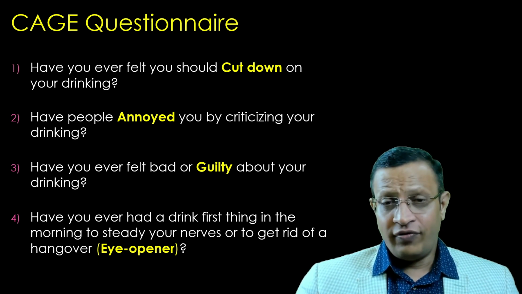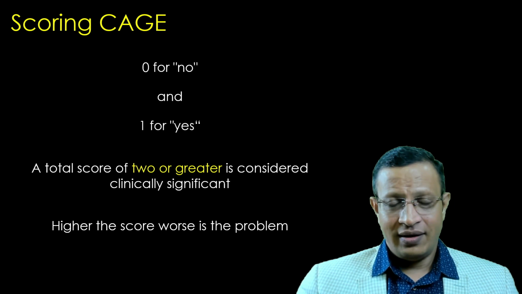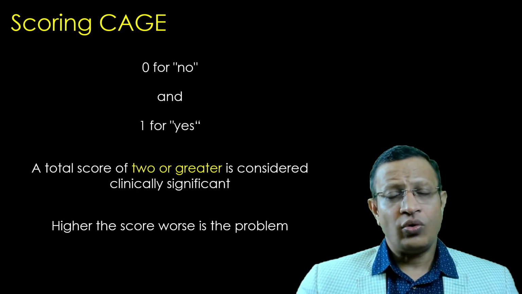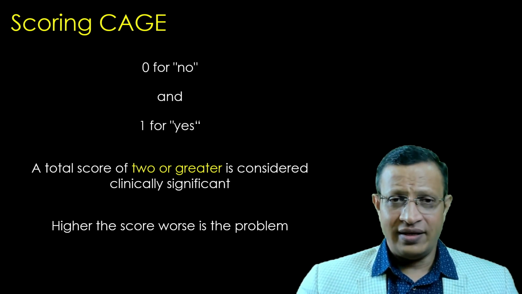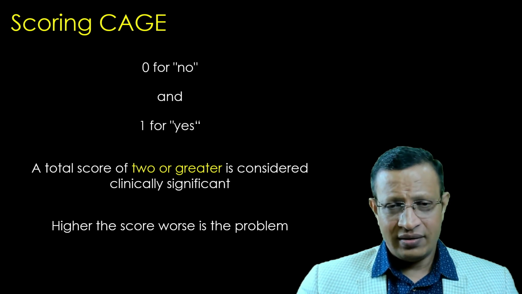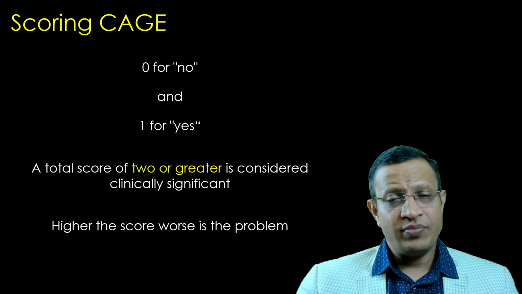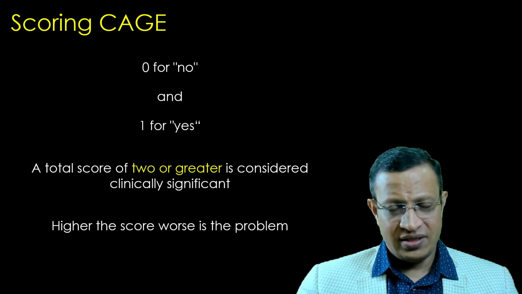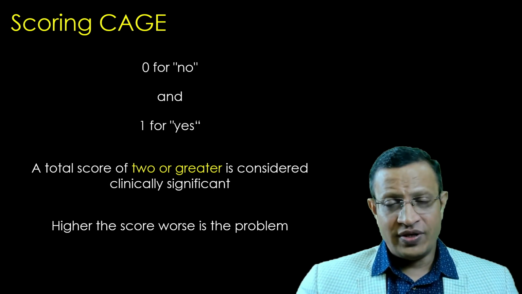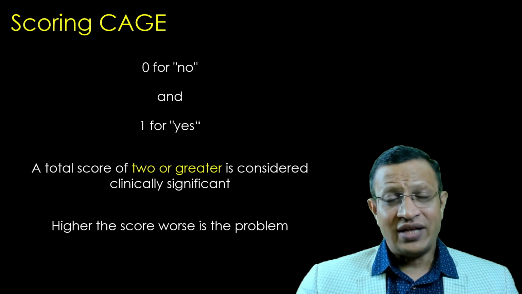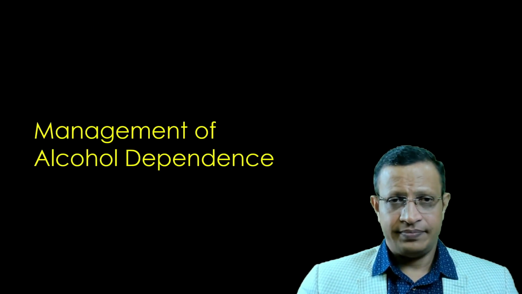For these 4 criteria, you are going to say yes or no: 0 for no, 1 for yes. A total score of 2 or greater is considered clinically significant. Higher the score, worse is the problem. That means maximum score is 4, minimum is 0. Every item should be scored yes or no. So that is the CAGE questionnaire, my dear friends.